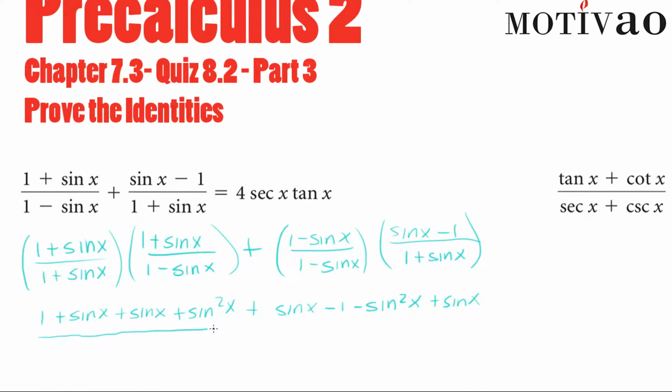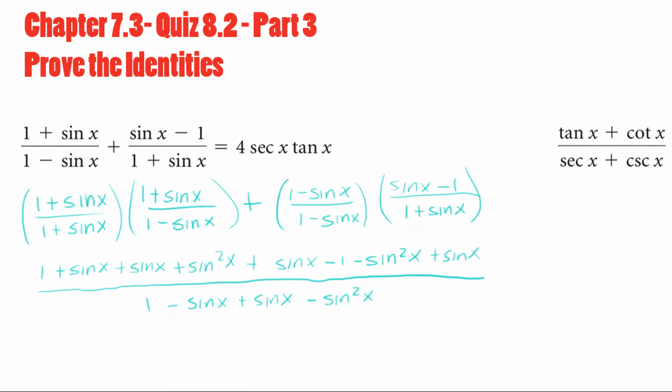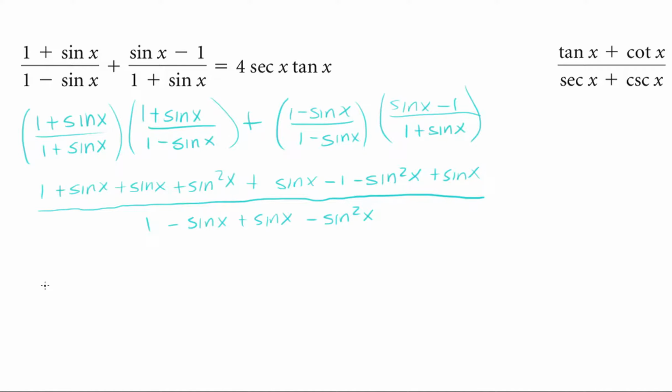Okay. Over, since we have a common denominator, we can put it in the same denominator. 1 times 1 is 1. 1 times negative sine is negative sine of x. Sine of x times 1 is sine of x. Plus sine of x times negative sine of x is negative sine squared of x. Okay, now adding like terms. So 1 plus 2 sine of x plus sine squared, plus 2 sine of x, minus 1 minus sine squared.